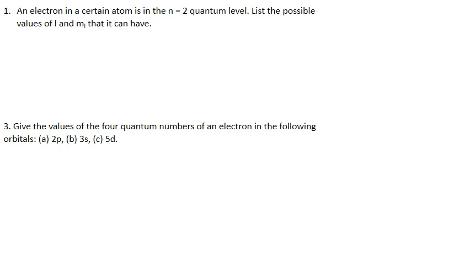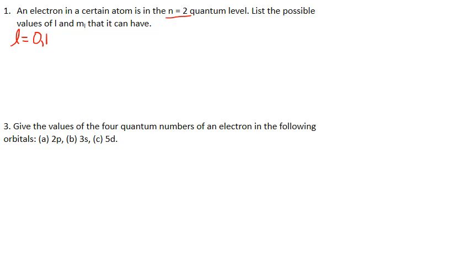So number one says an electron in a certain atom is in the n equals 2 quantum level. List the possible values of L and m sub L that it can have. Well, I've got to start when I'm working this problem realizing that I've got the n equals 2 level. That dictates what my L values can be, because my L values are always from 0 to 1 less than n. So in this case, from 0 to 1 less than 2. So 0 and 1. Okay, indicating that at the n equals 2 level, I can have s and p orbitals.